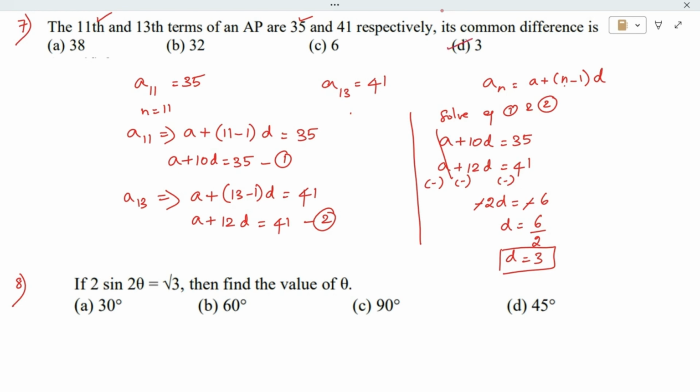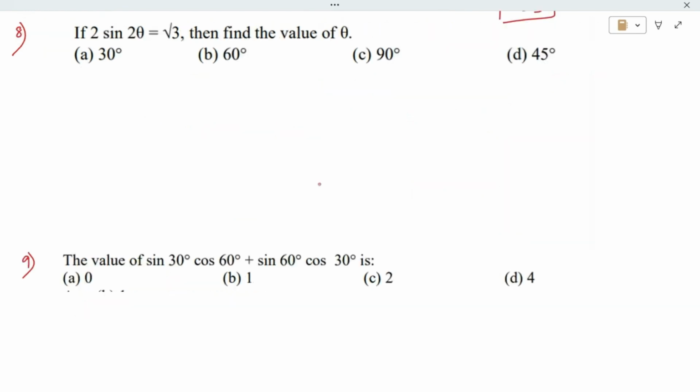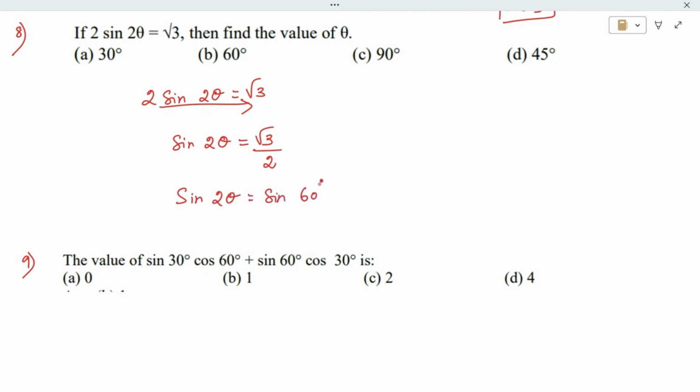If 2 sin 2 theta is equal to root 3, then find the value of theta. So I'm going to transpose 2 to the other side. Multiplication crosses the equal sign and becomes division, isn't it? So it becomes root 3 by 2. When will sin theta be root 3 by 2? It is sin 60 degrees, right?